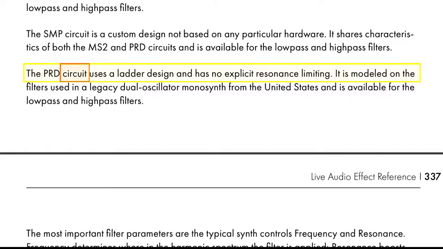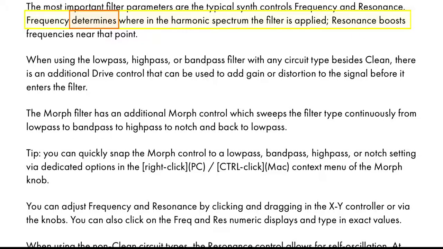The PRD circuit uses a ladder design and has no explicit resonance limiting. It is modeled on the filters used in a legacy dual oscillator monosynth from the United States and is available for the low-pass and high-pass filters. The most important filter parameters are the typical synth controls: frequency and resonance. Frequency determines where in the harmonic spectrum the filter is applied. Resonance boosts frequencies near that point.